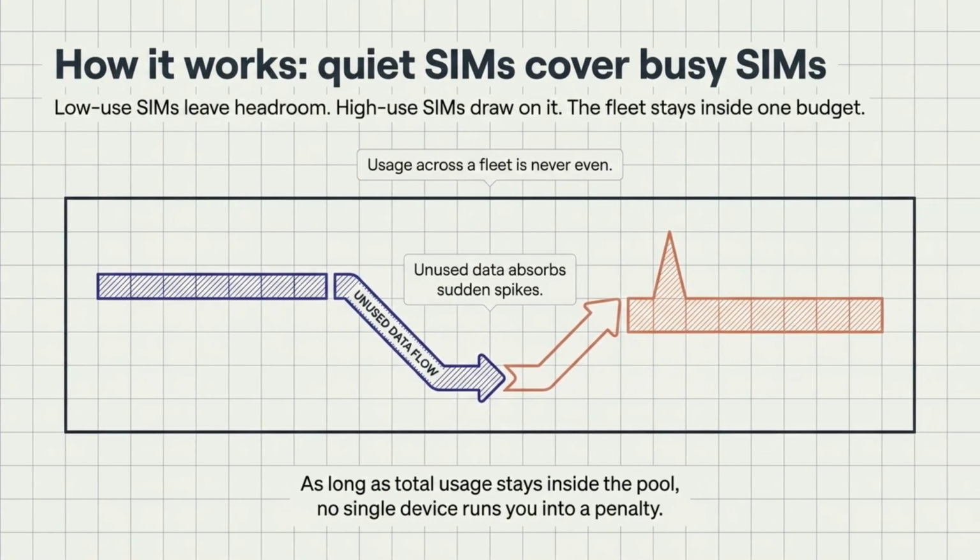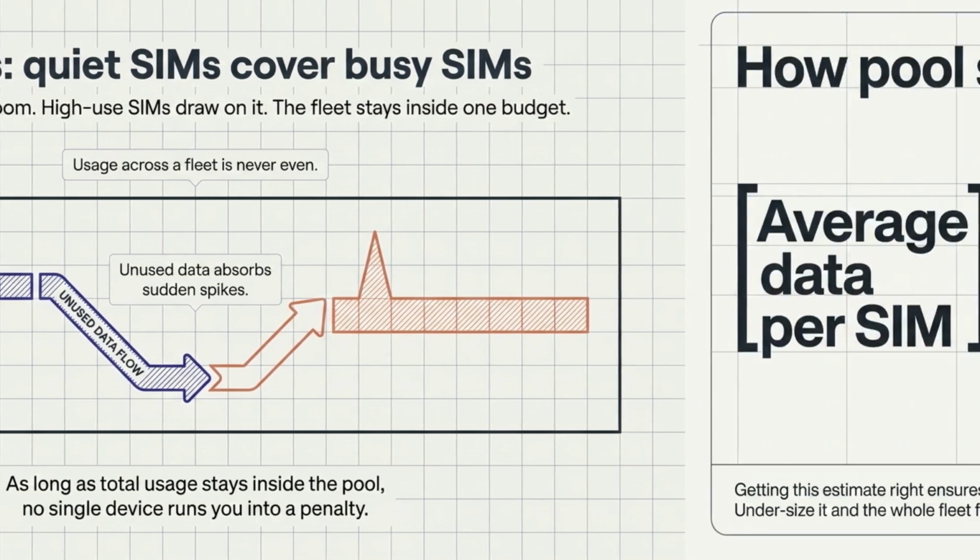Usage across a fleet is never even. One device sends a small keep alive and uses a few megabytes a month. Another pushes a firmware update or hits a fault and uses far more. On separate plans, that second device triggers an overage charge. In a pool, the unused headroom from the quiet devices absorbs the spike from the busy one. As long as total usage stays inside the pool, no single device runs you into a penalty. You manage one number, not thousands.